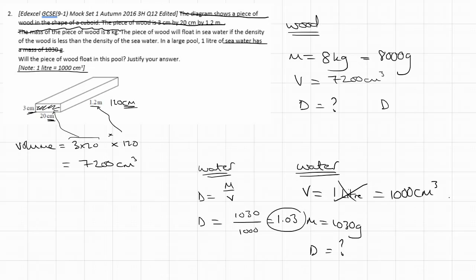So the density of this is going to be mass over volume. The mass is 8,000, the volume is 7,200. And this is 1.1 recurring, so 1.11111111.